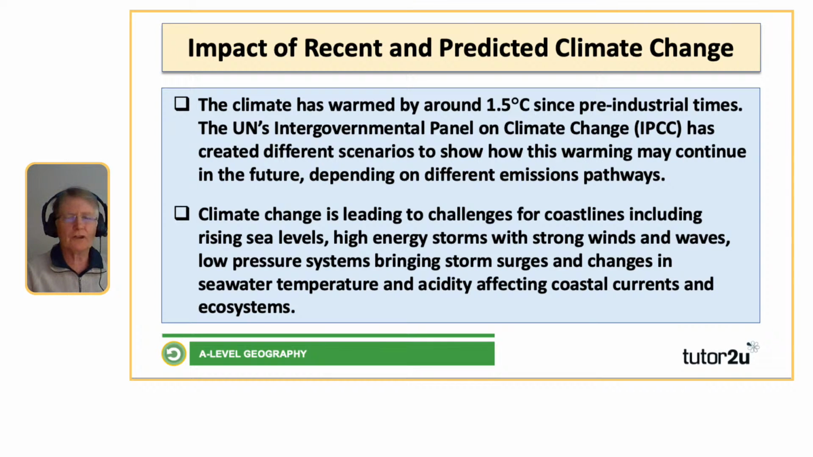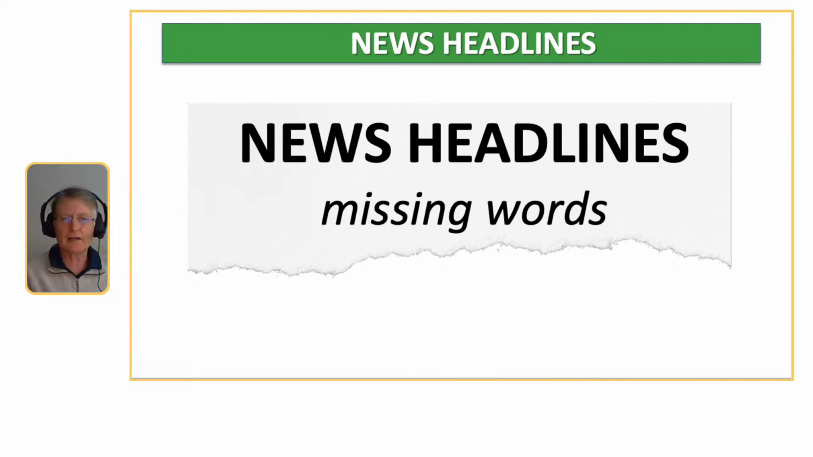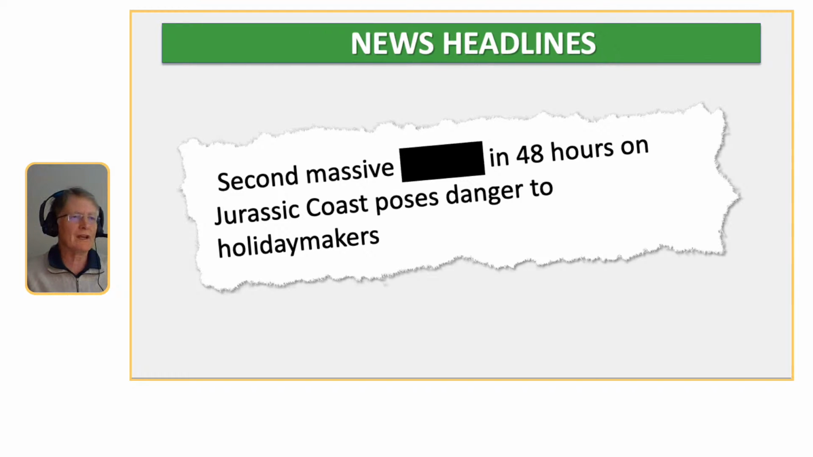In that regard, we're going to look at a couple of news headlines where there will be missing words. So if you want to, type in the chat, type something a bit more than one letter, but not too many letters, and they will need to be geographical terms. So the first one: second massive something in 48 hours on the Jurassic Coast poses danger to holidaymakers. What could the missing word be? Have we got geography news for us?